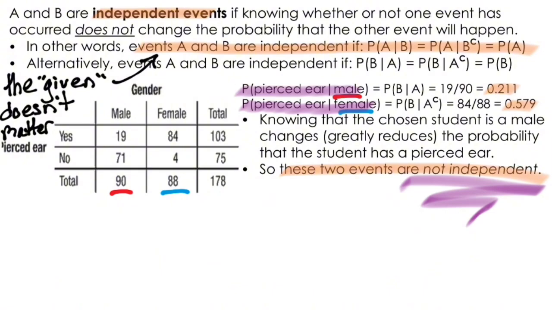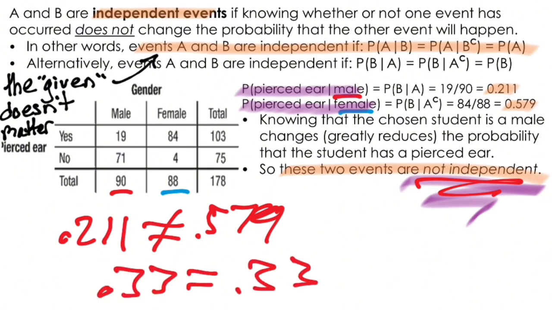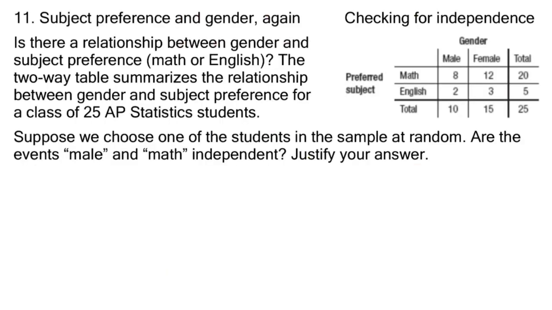The basic idea, if everything you just heard isn't exactly clicking, is to understand that one event is not helping you predict the other event. If you got the exact same probability, the events are independent. Here you got two different probabilities. 0.211 is not equal to 0.579, so therefore these events are not independent. If we got two results that were something like 0.33 and we also got 0.33, that means the events are independent. Let's take a look at an example. Is there a relationship between gender and subject preference being math or English?